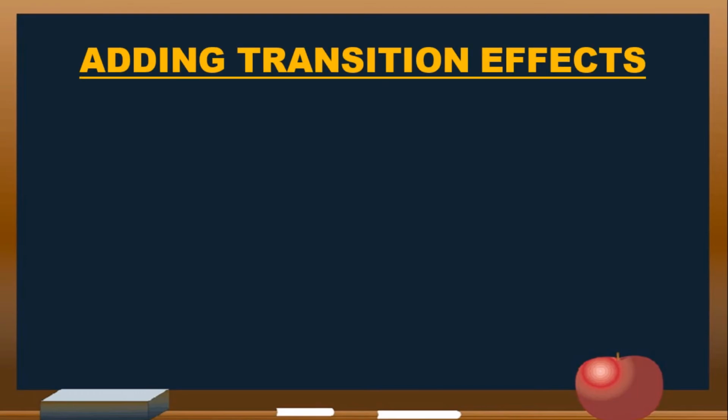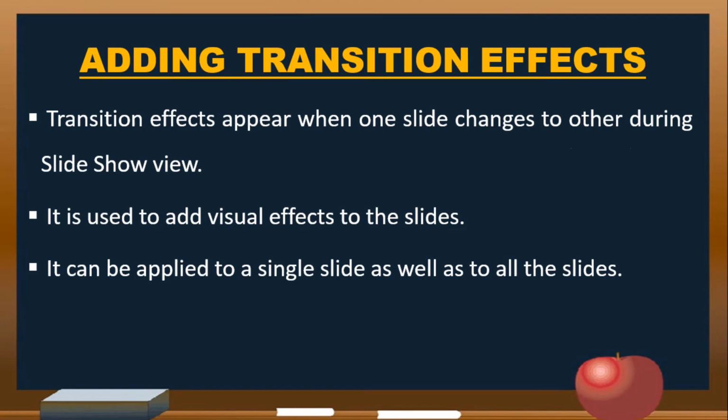So my children, we have just seen how to apply animations on the objects. One thing more, remember that you can add more than one animation effect to the same object. So moving further, next is adding transition effect. Here transition effects appear when one slide changes to another during slide show view. It is used to add visual effects to the slides. It can be applied to a single slide as well as to all the slides.